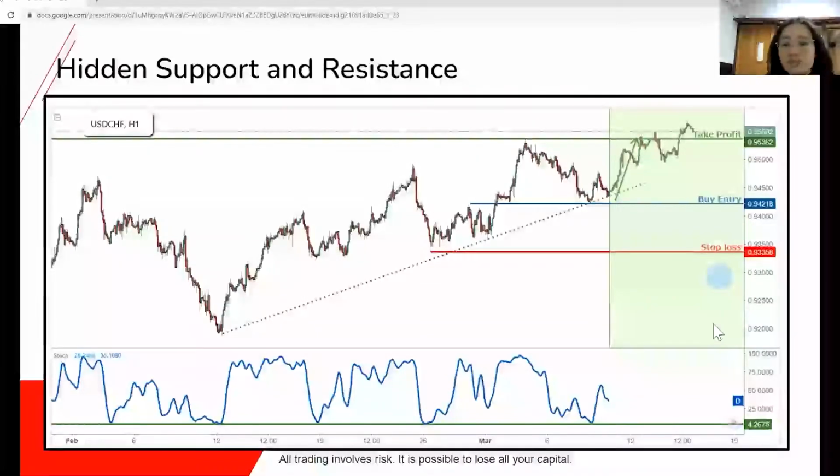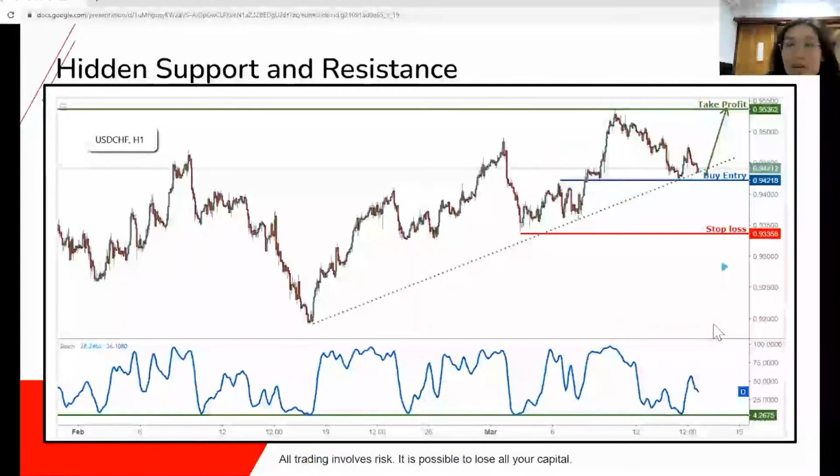So you can see over here, let me just briefly go back to the previous slide. Here we're expecting price to continue to rise from our entry to our take profit. Why? Because here on our stochastic, price is moving on a hidden support level, even though price on our price chart is moving in an ascending manner.